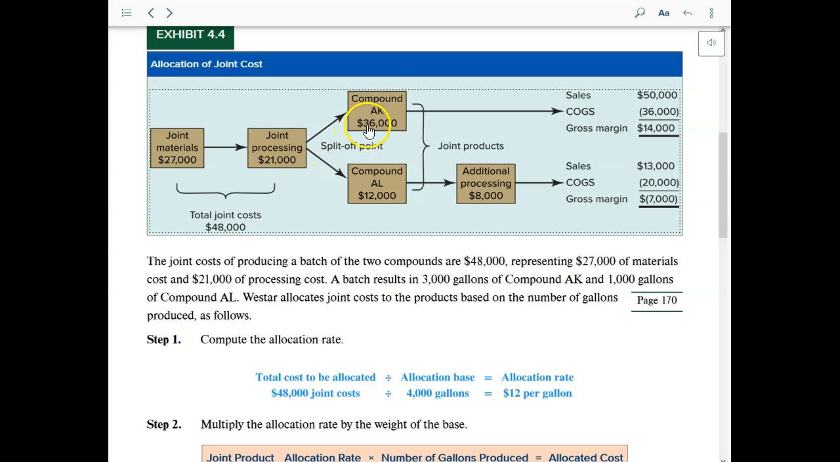Okay. Now, compound AK, you can sell that immediately. Sell it for $50,000, cost $36,000. If you allocate it that way, we'll talk about that in just a minute. Gross margin 14. Compound AL picks up $12,000 of the cost. What we've done, we split the 48 to go 36 here, 12 here. So if you allocate $12,000 to compound AL, and you have to process it some more, spend $8,000 more to sell it, and only get $13,000 for it, looks like we're having a loss here. So you're trying to decide, should I process this compound further and sell it or not?